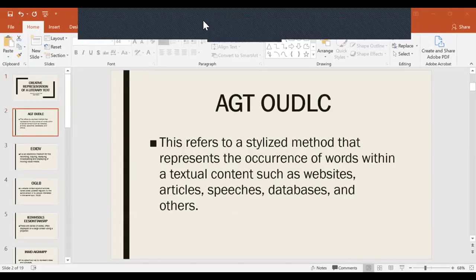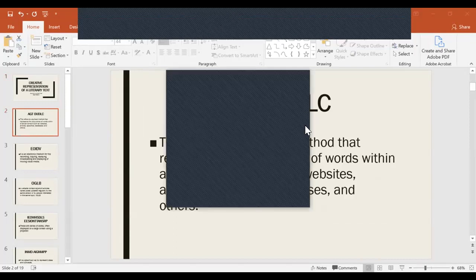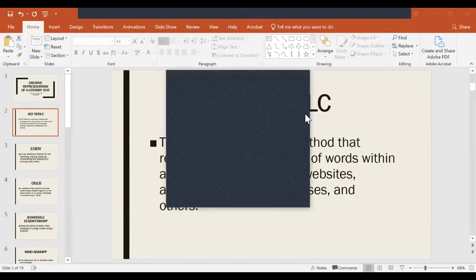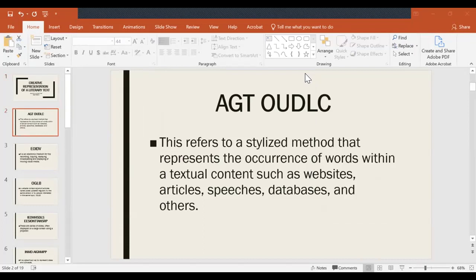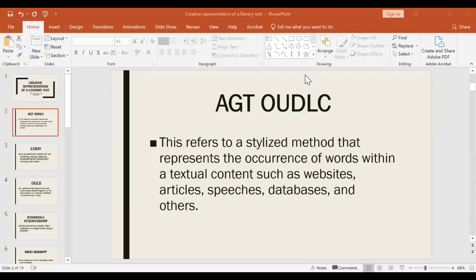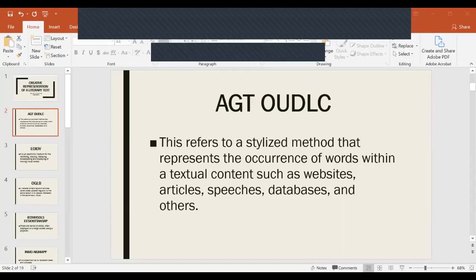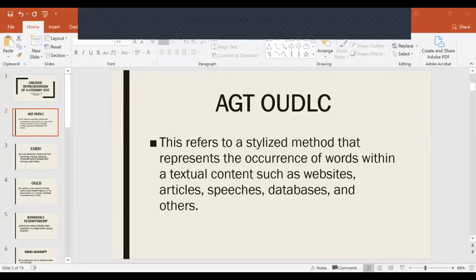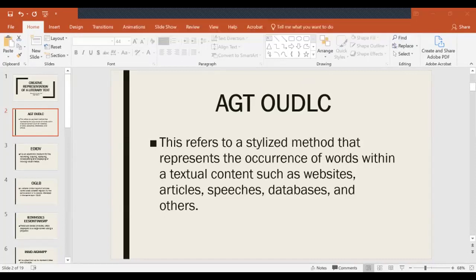May I ask, sino ba dito? May I ask Joanna Marie to read the first slide? Joanna. This refers to a stylized method that represents the appearance of words within a textual content such as websites, articles, pictures, databases, and others. Okay, so what is that? What is the jumbled word? Tag cloud. Okay, the answer is tag cloud. Very good. How about the second one?